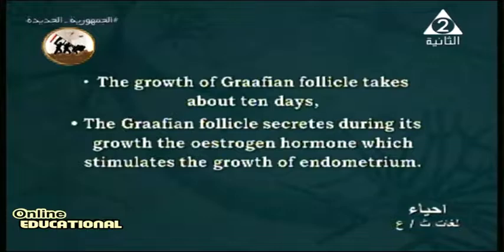The growth of the Graafian follicle takes 10 days. This is the first 10 days of the 28-day menstrual cycle, for the growth of the Graafian follicle. During its growth, the Graafian follicle secretes the estrogen hormone, which stimulates the growth of the endometrium. During these first 10 days, estrogen secretion increases, and this leads to thickness of the endometrium.